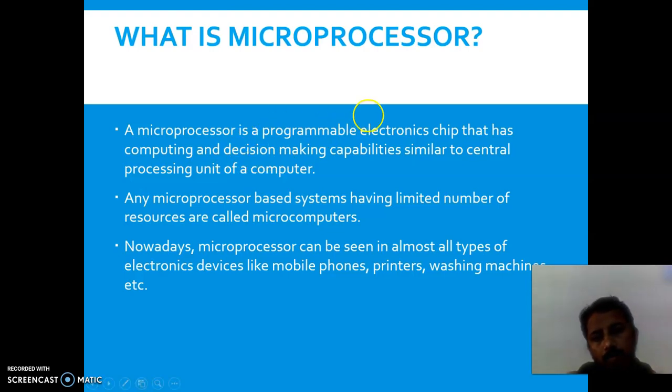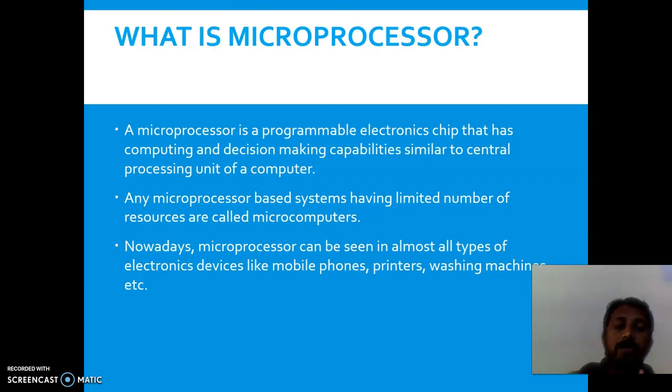Now, the first point is that a microprocessor is a programmable electronic chip. I'm stressing this: a programmable electronic chip, a chip which can be programmed. It is not fixed programming. Once the chip has been manufactured, it is not meant for a single program or a specific application. You can change the program of that chip. That is nothing but a microprocessor.